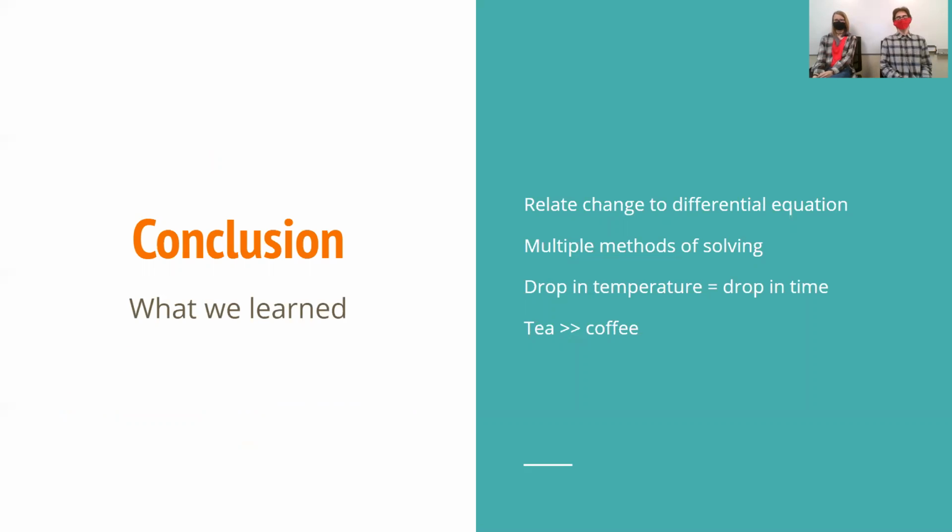In conclusion, you're able to relate differential equations to a real-life situation. We started with Newton's law of cooling, solved the general equation using every method, and found the time to enjoy tea. We discovered that a drop in ambient temperature directly relates to a drop in the time we have to enjoy our tea.